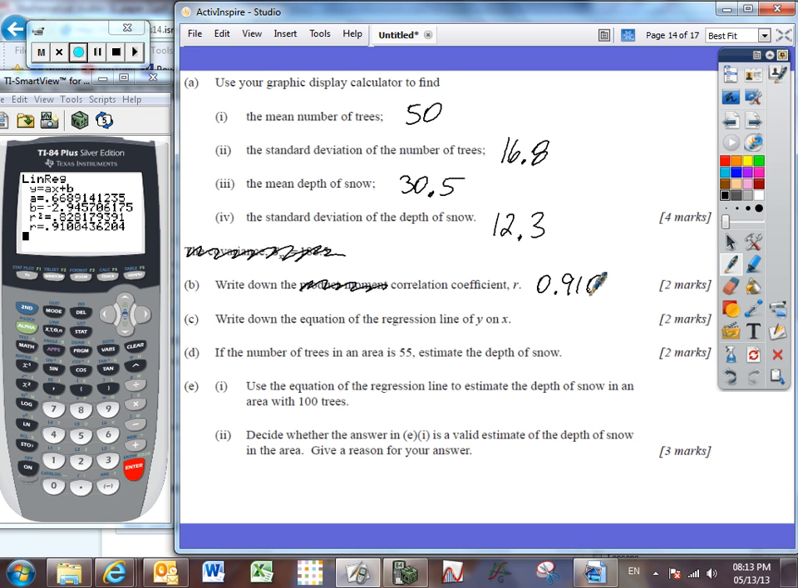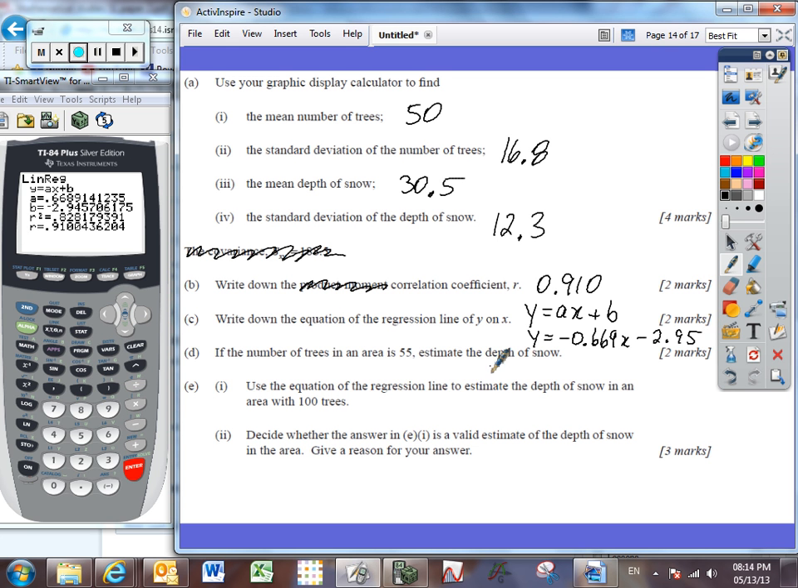Write down the equation of the regression line. So obviously the equation of the regression line is in slope-intercept form y equals ax plus b, and the calculator in LinReg showed me that my a value was equal to negative 0.669 if I round to 3 significant figures, plus the b value, which is negative 2.95. So in fact I'm going to change this to a minus 2.95.